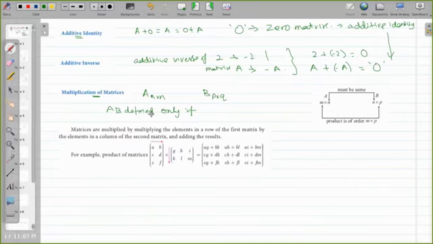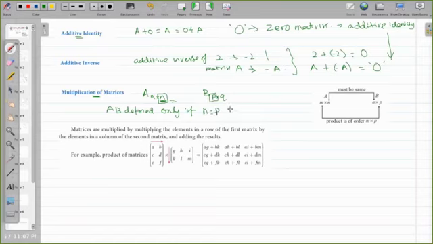I want AB defined. The product of A and B is defined only if, children, the column. See that M by N, when we say N represent number of columns, Q represent number of columns, P represent number of rows, M represent number of rows. The number of columns in the first matrix should be equal to number of rows in the second matrix. So N is equal to P.